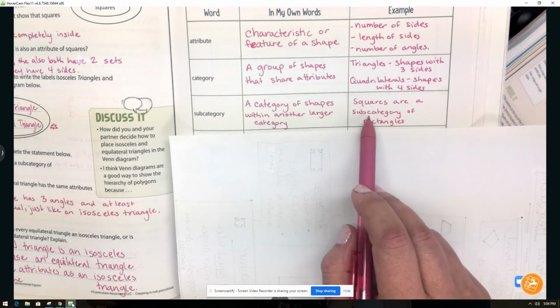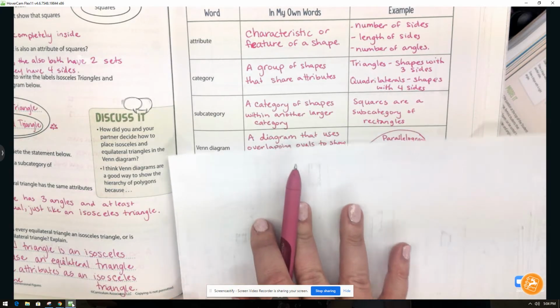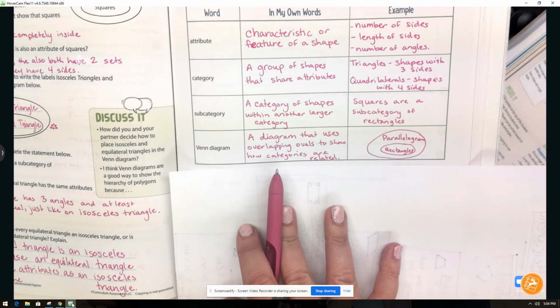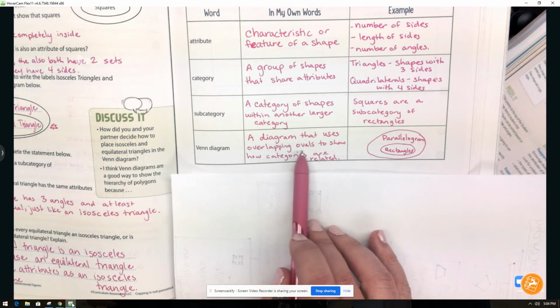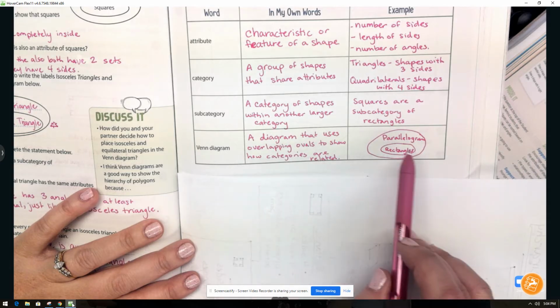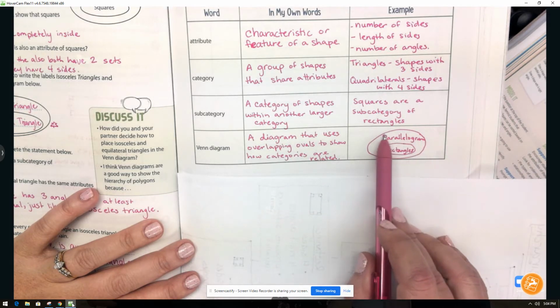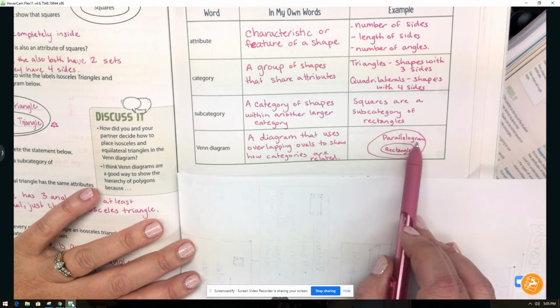Squares are a subcategory of rectangles. And then our last vocabulary word for today is Venn diagram. A Venn diagram is a diagram that uses overlapping ovals to show how categories are related. So if we had the larger category of parallelogram, a parallelogram is a shape that has 4 sides and has 2 sets of parallel sides.